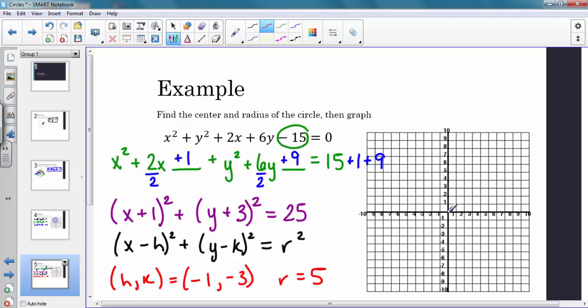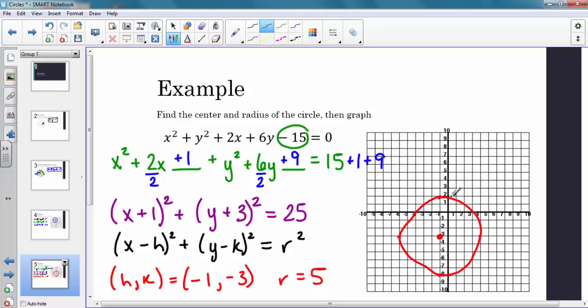So now we're going to graph that. We have (-1, -3). Here's my center, and again I'm going to go out 5 in every direction. So 1, 2, 3, 4, 5, 1, 2, 3, 4, 5, 1, 2, 3, 4, 5, 1, 2, 3, 4, 5, and then connect all of those dots to form my circle.